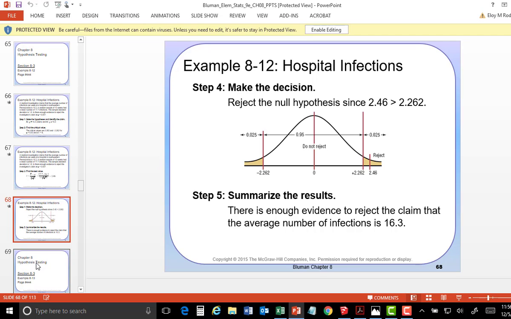So all I have to do is find out where the test statistic hit. I find this area and compare it to 0.05, and that will tell me whether there's enough evidence to reject the claim. We're on the reject side, correct? So we're rejecting the null. And so there's enough evidence to reject the claim that the average number of infections is 16.3.